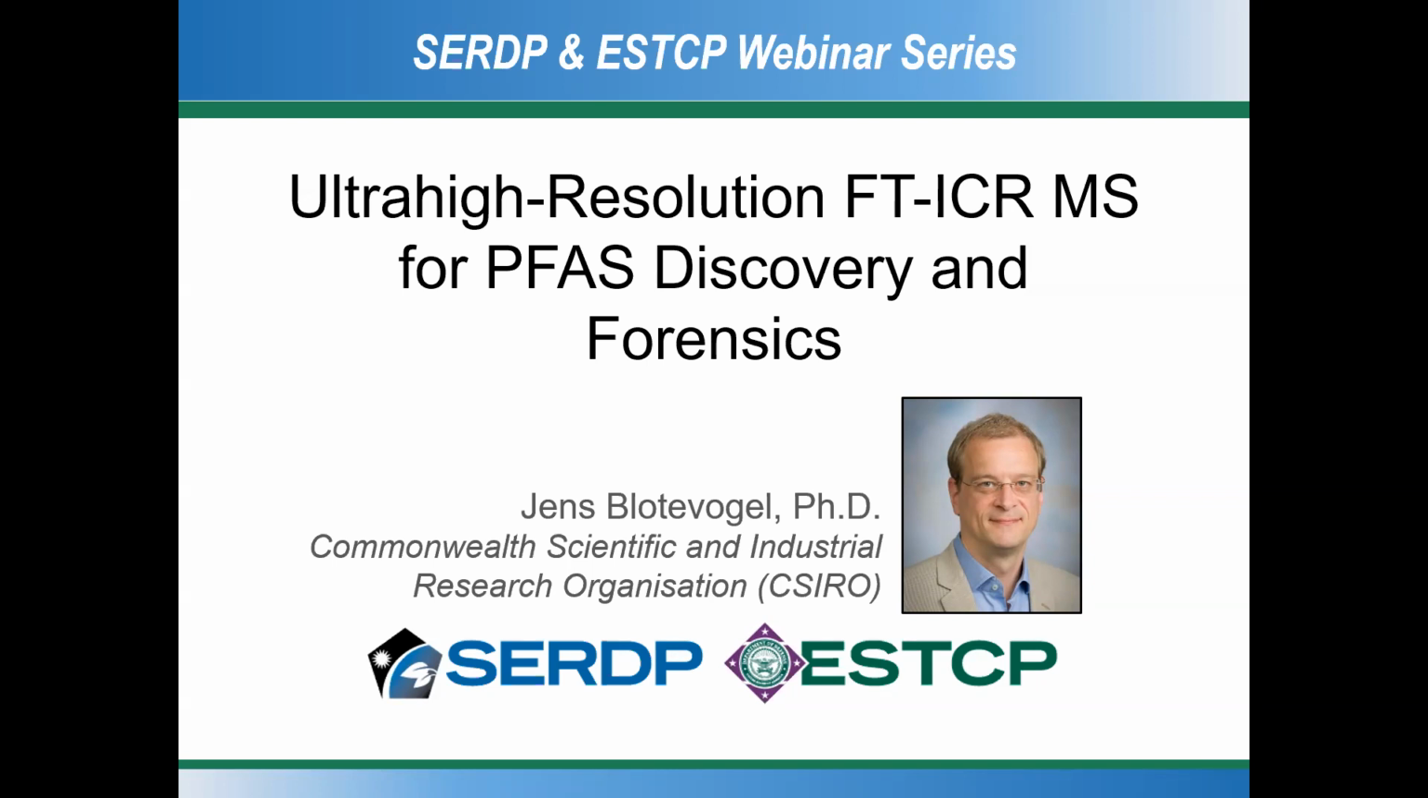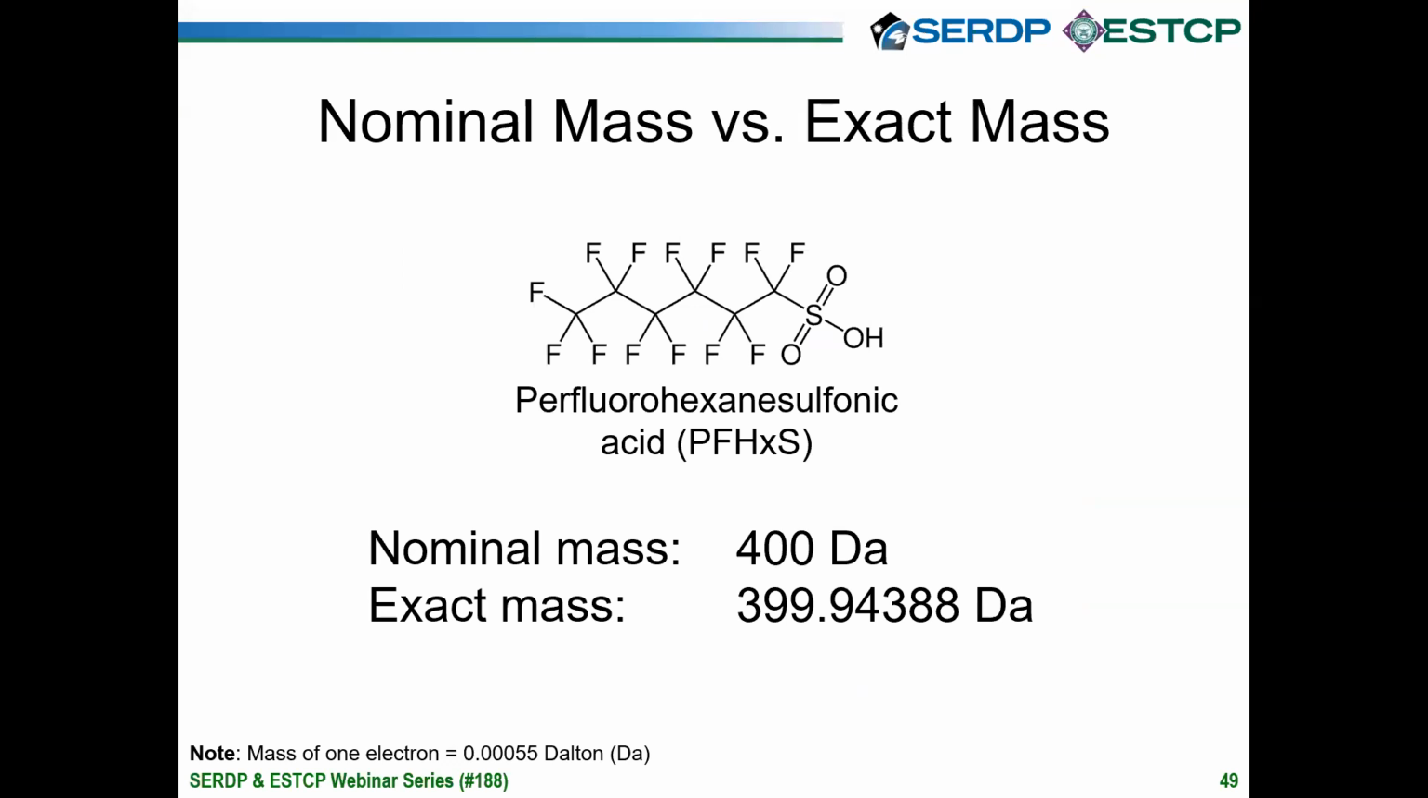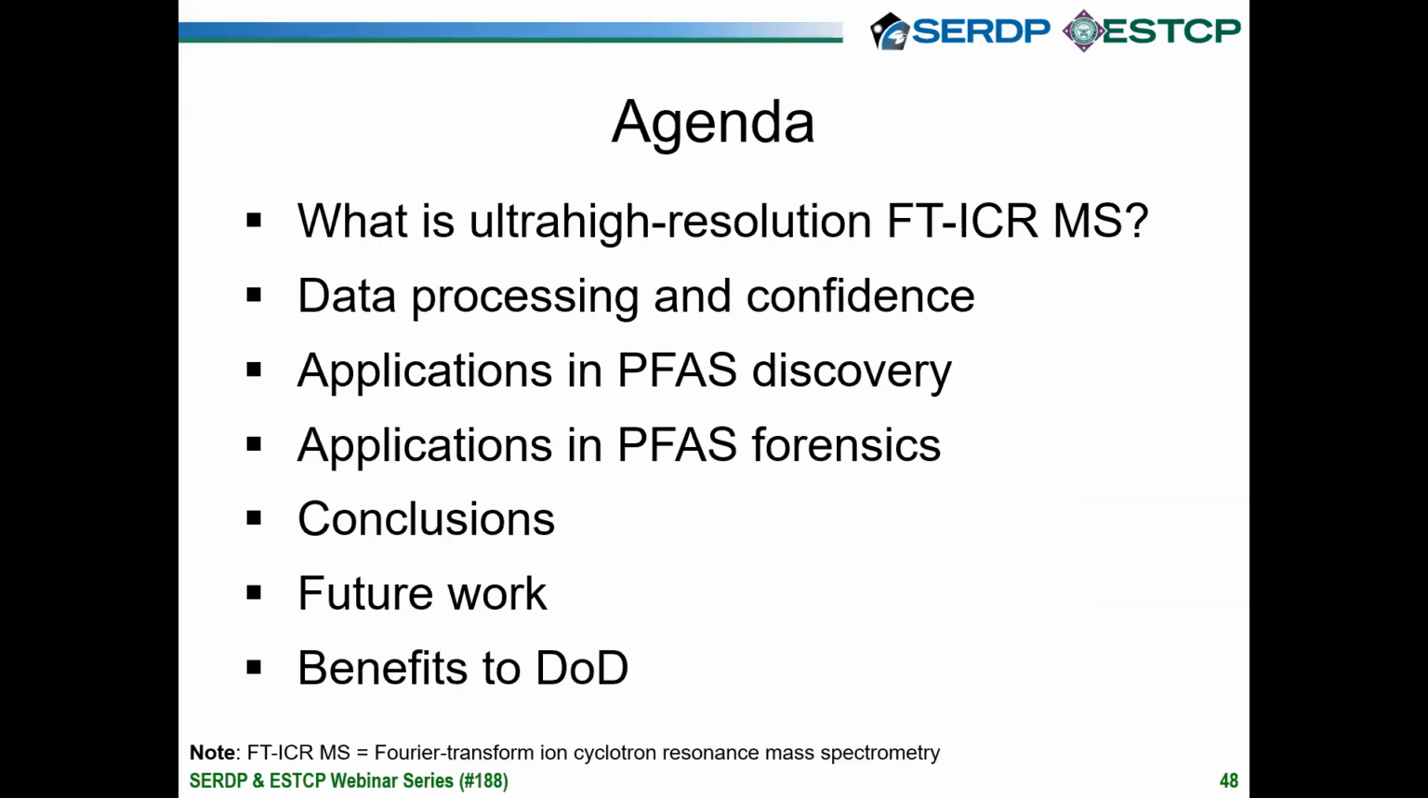And we are using an instrument that's called FTICR MS. If you have not heard yet what FTICR MS is, then this is where my talk will start. I'll give a brief intro on this very unique instrument. I'll be talking about data processing and confidence in the elemental assignments that we make and in the PFAS identification. Then I'll give examples of applications in PFAS discovery and PFAS forensics, and finally come to conclusions. Also talk about our future work.